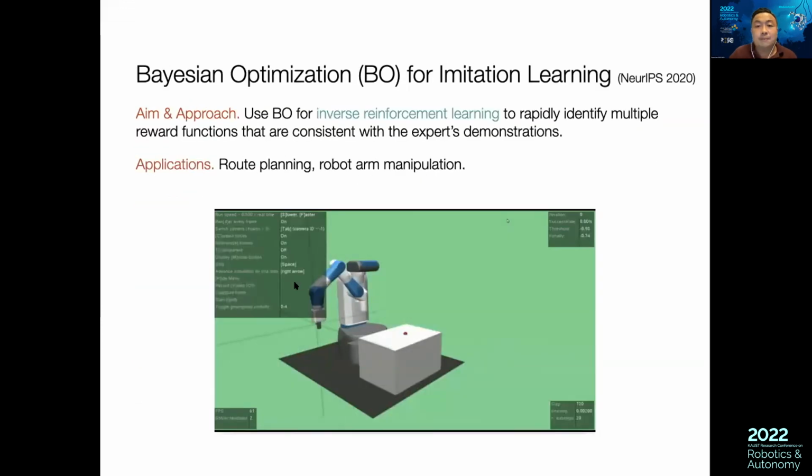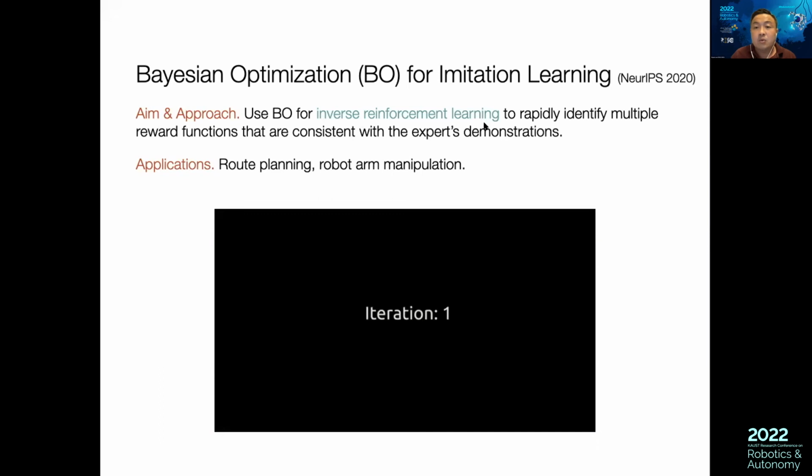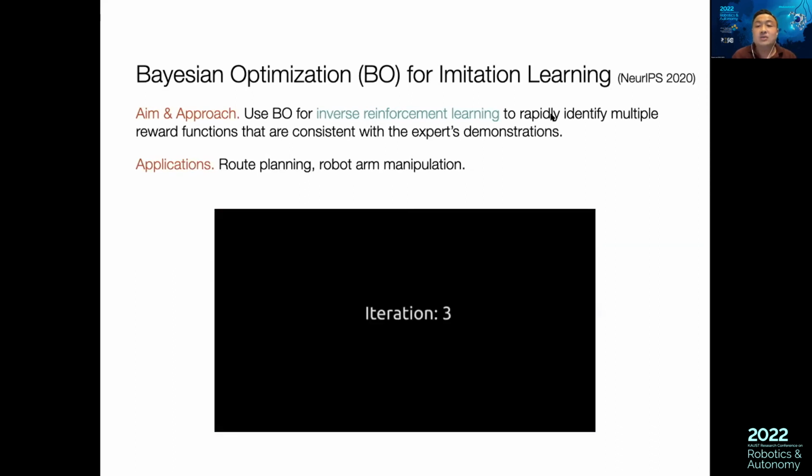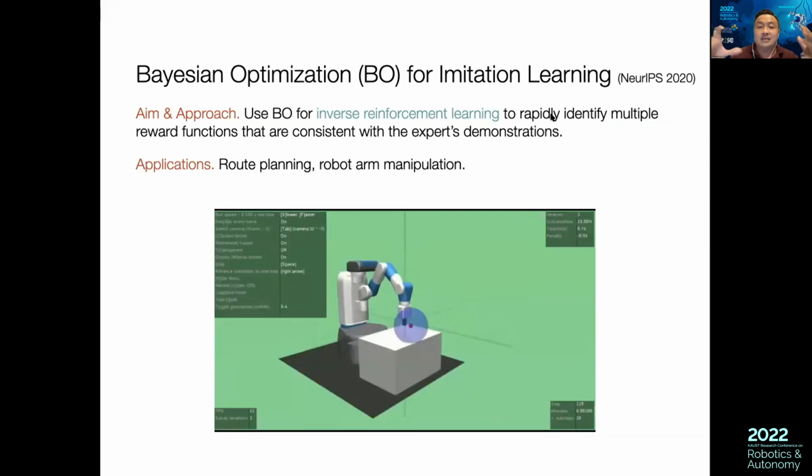Now, we have also applied Bayesian optimization to the problem of inverse reinforcement learning, where we want to very quickly identify multiple reward functions that are consistent with the demonstrations of the experts. In this line of work, after Bayesian optimization has identified a reward function, it will go on and explore the reward function surface to identify the next one that is consistent with the expert demonstration.